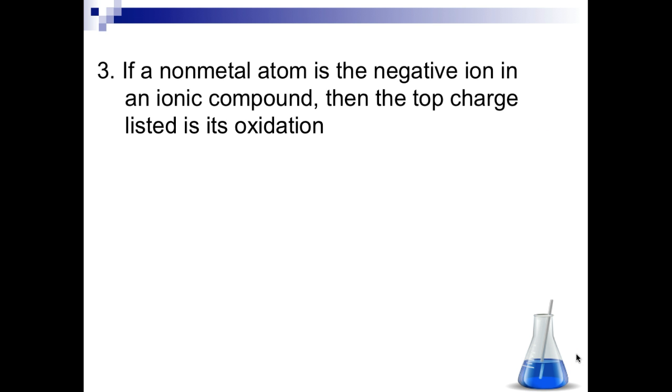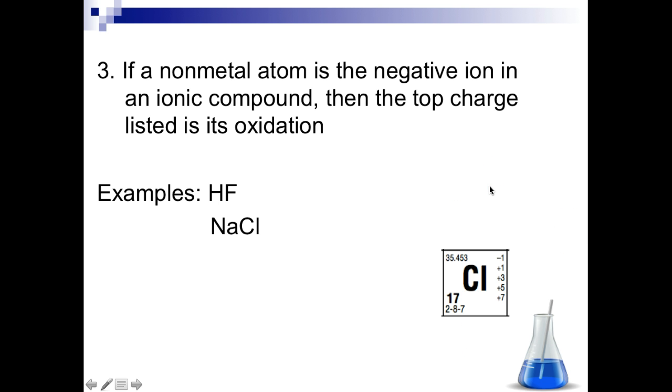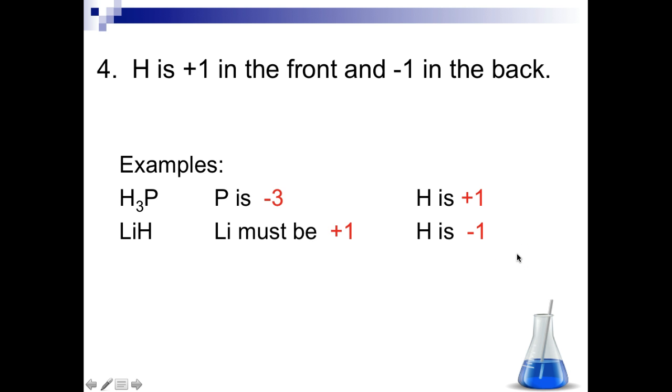Number 3, if a non-metal atom is the negative ion in an ionic compound, then the top charge is listed as its oxidation state. So for example, HF and NaCl. Let's look at these two. Okay, F is going to be -1 because it only has one oxidation state on its periodic table. And Cl is also going to be -1 because it's the negative part of this ionic compound, a metal and a nonmetal, so it's going to be -1 there as well.